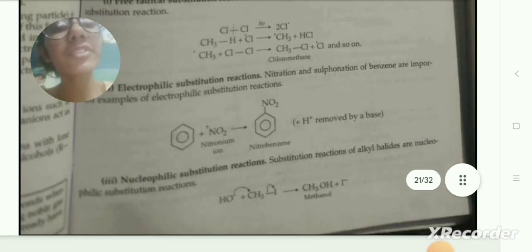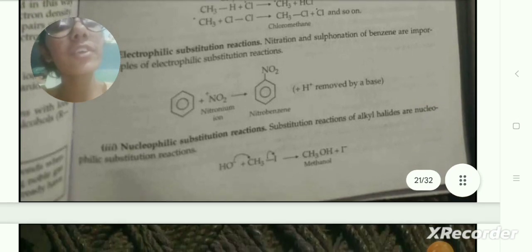Similarly, the reaction of methyl iodide with an aqueous solution of potassium hydroxide to form methyl alcohol is a substitution reaction. Methyl iodide plus aqueous KOH forms methyl alcohol plus KI. Substitution reactions may involve free radicals, electrophilic or nucleophilic reactions, and are accordingly subdivided as free radical substitution reactions, for example halogenation of alkanes. Nitration and sulfonation of benzene are important examples of electrophilic substitution reactions. Hydrolysis of alkyl halides are nucleophilic substitution reactions.